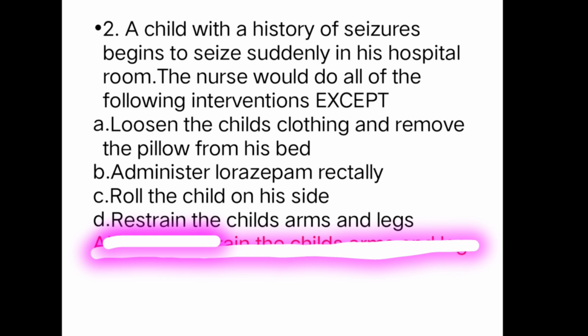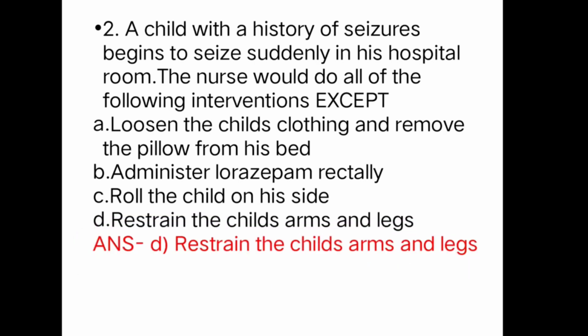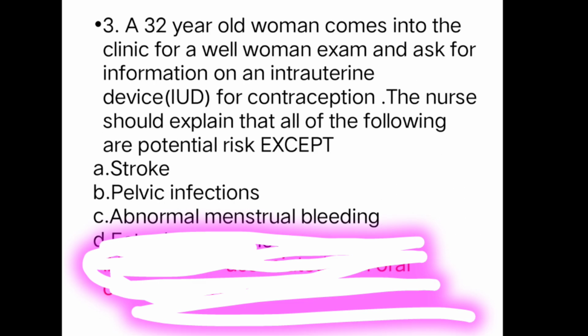D, restrain the child's arms and legs. As a nurse, we will not restrain the child's arms and legs. Why? Because during the seizure, if we restrain the child's arms and legs, it may lead to musculoskeletal injury. So among these 4 options, the nursing action we will not do when a baby is having a seizure is option D, we will not restrain the child.